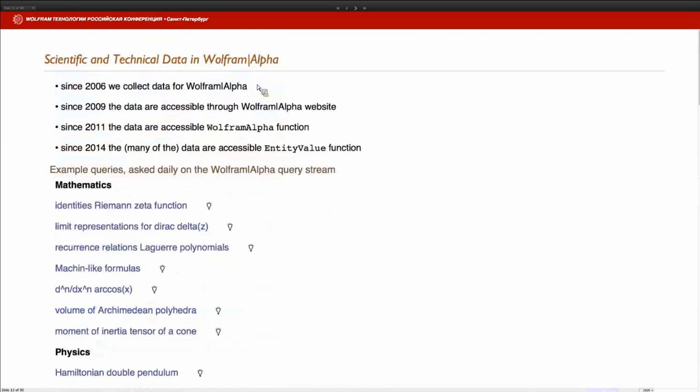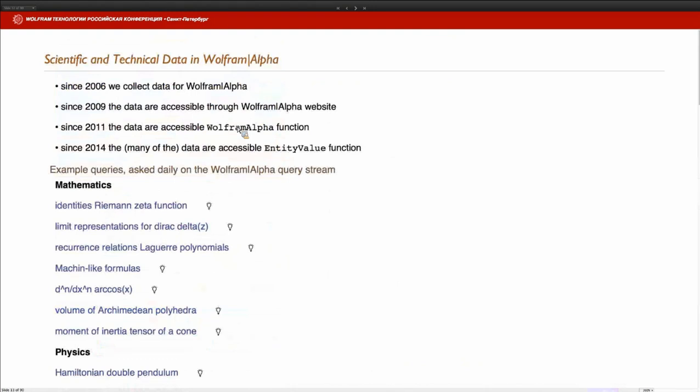Since the year 2006, we started working on what is now the Wolfram Alpha website. At the same time, we started to put the Star Data function in the Wolfram language. Since 2009, the Wolfram Alpha website is live. Since 2011, the WolframAlpha function is available in Mathematica, which is sometimes very convenient. And the WolframAlpha function allows access to a huge amount of different kinds of knowledge. So that was very successful, and people really come to the website in large amounts.